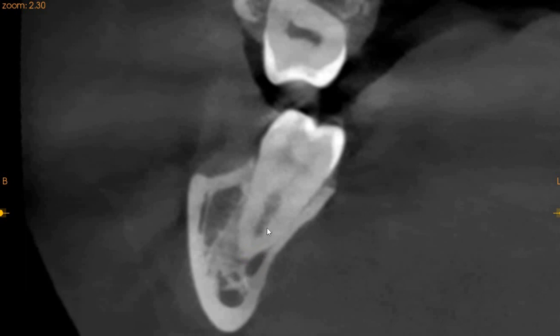Right, so this is the inferior alveolar canal. A little bit about the anatomy. When the inferior alveolar canal is not completely rounded, it appears to be compressed by the roots, and that means that it is very much in close contact with the nerves.